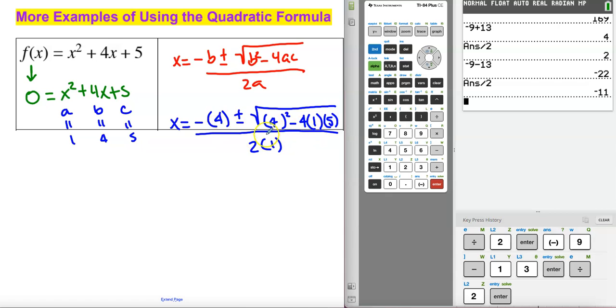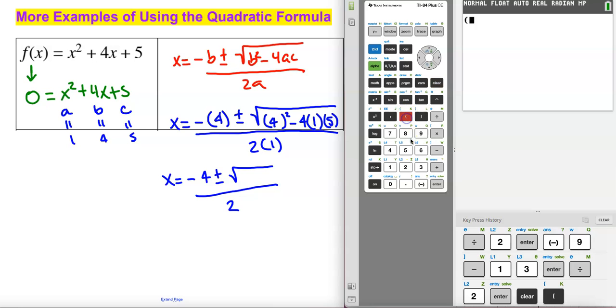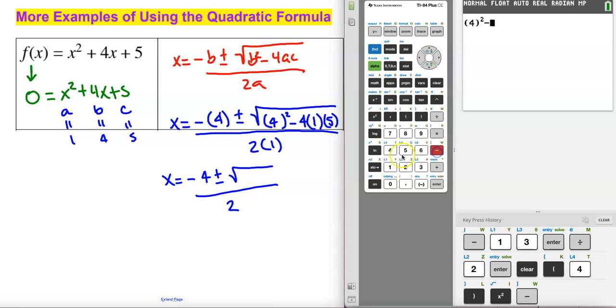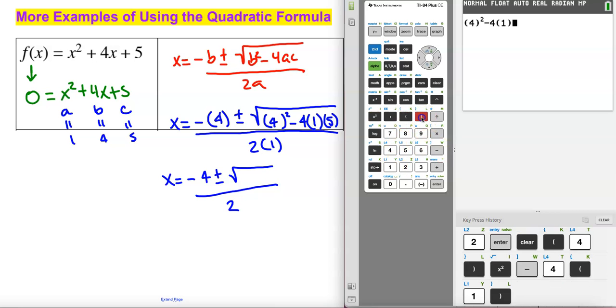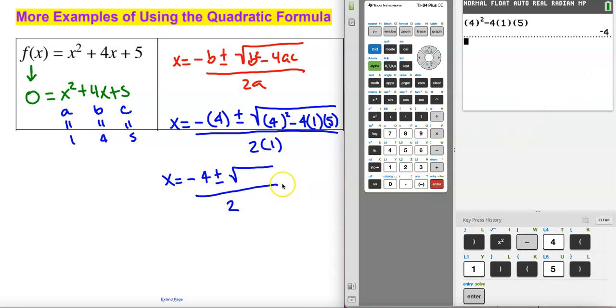So now I simplify everything, so I get x is equal to negative 4 plus or minus the square root of some number that's going to go under there, and it is divided by just 2. Okay, so now I'm trying to find out what goes under my square root, so I'm going to put this in my calculator. So 4 squared minus 4 open parentheses 1, 5, and so I get negative 4, so negative 4 goes under here.